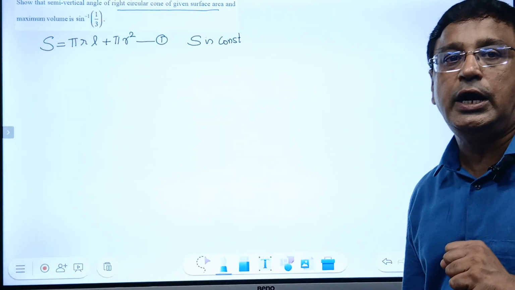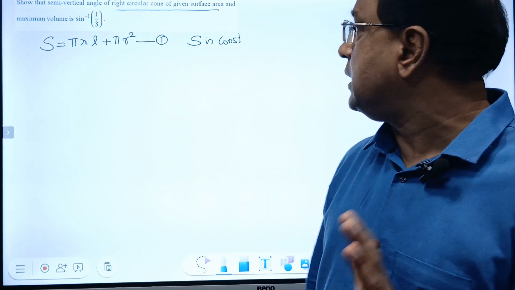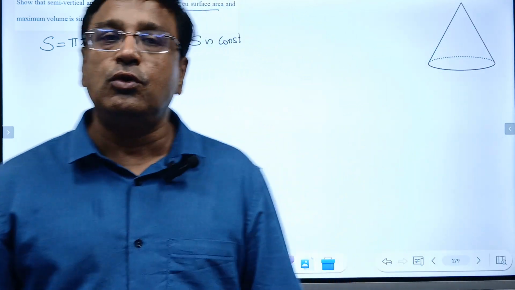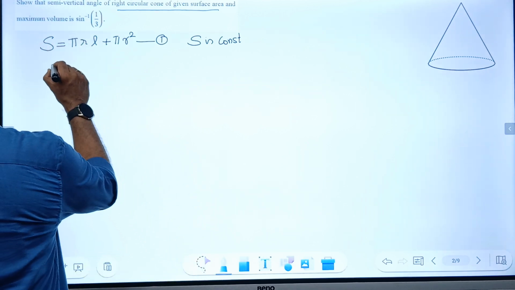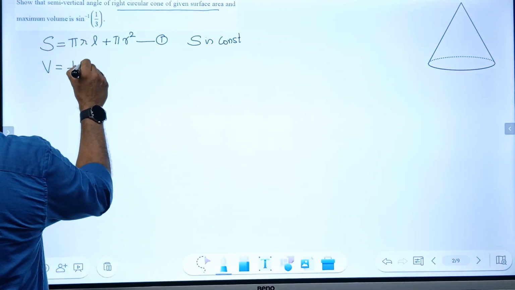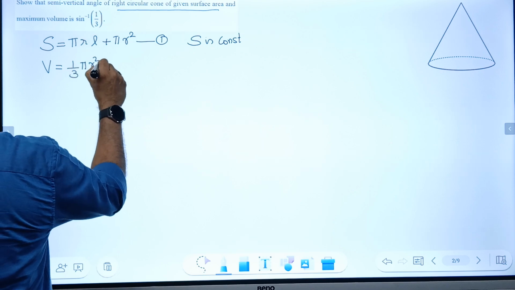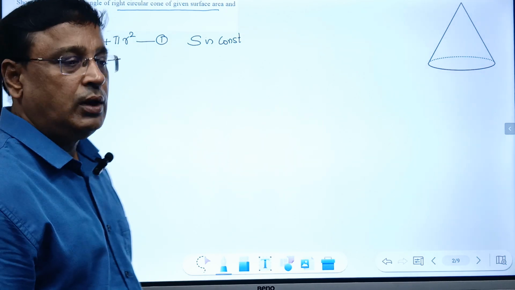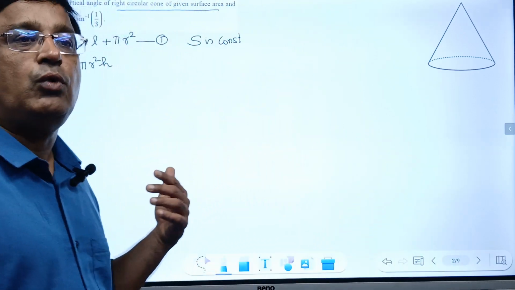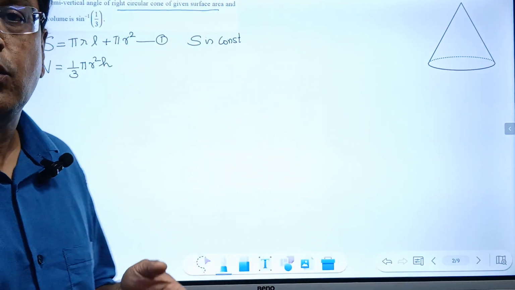Now what I should do? I should maximize or minimize? I should maximize the volume of the cone. So what is volume of a cone formula? The volume of the cone will be 1 by 3 pi r square h. And clearly you can see it has more than one variable. It has r and it also has h.